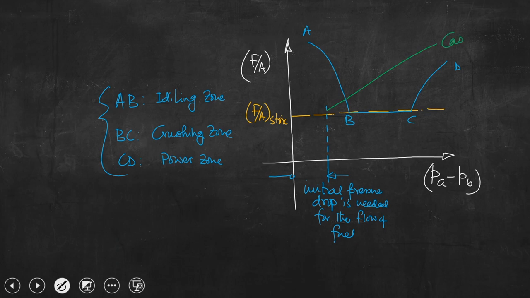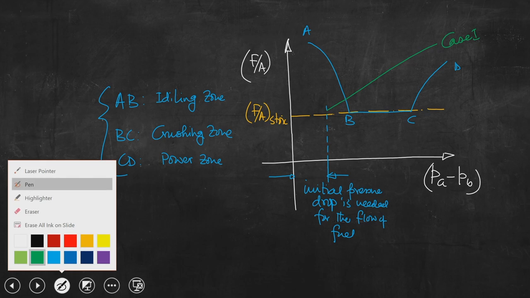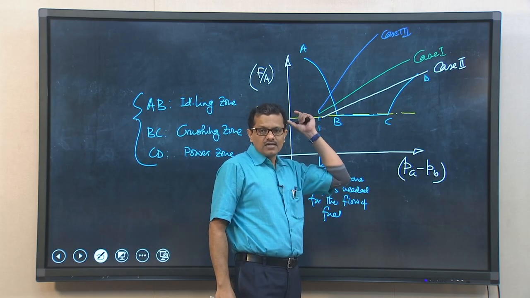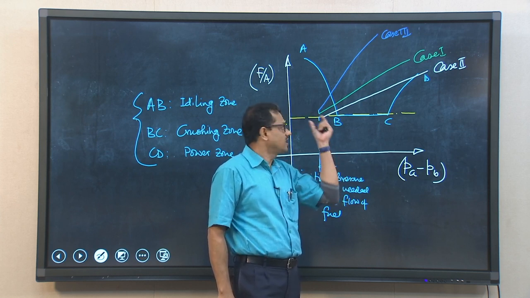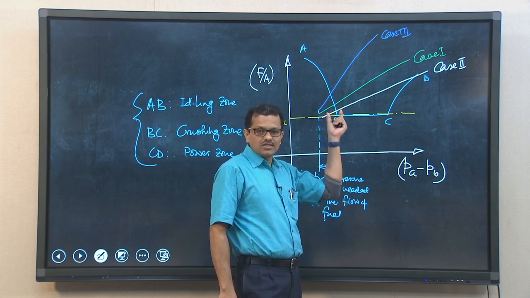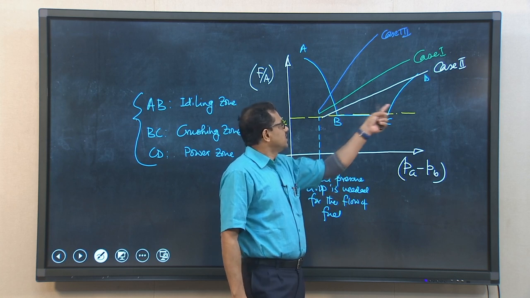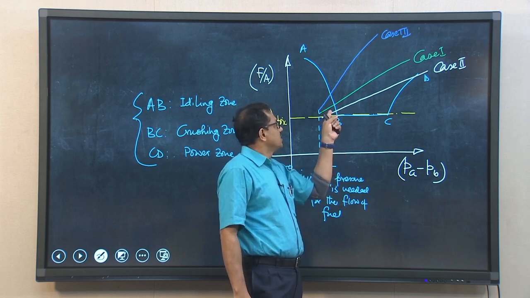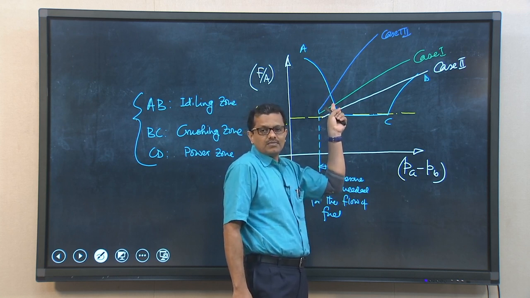this is case 1. We also can draw another curve like this, so this is case 2, and another curve, this is case 3. So, what we can see? If this particular carburetor, which is again a simple float type carburetor, is designed to supply fuel air ratio for the satisfactory operation during the power zone, we can see using the same carburetor, the fuel air ratio to be supplied to the engine during idling zone is far too lean. So, it is not suitable.